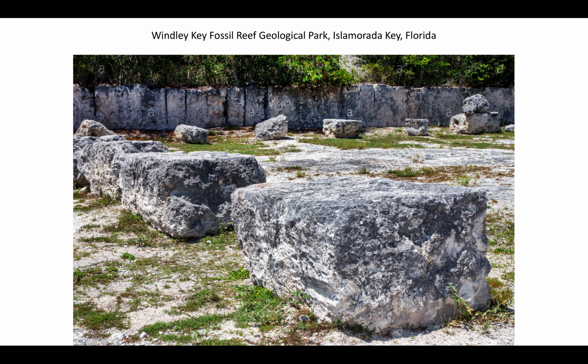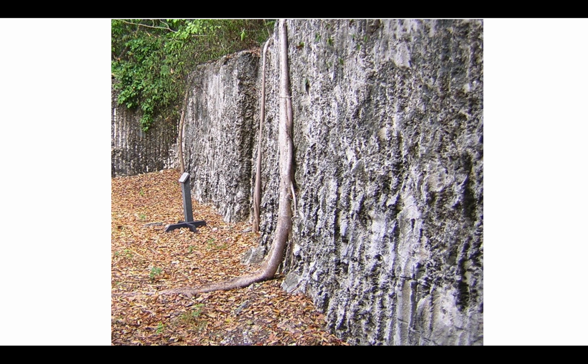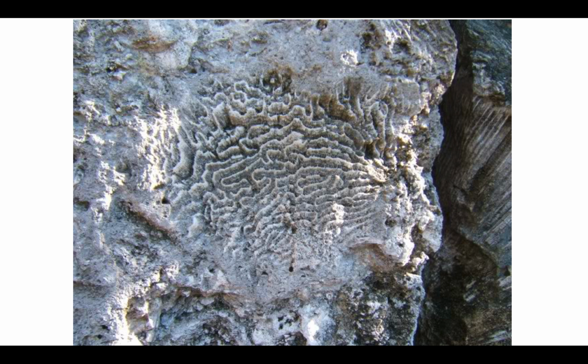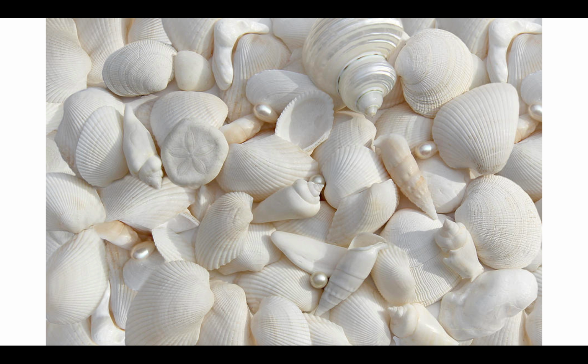You can see on the Windley Key Fossil Reef Geological Park in Islamorada Key, Florida, where they've dug into the ground, and so here there's the walls of the rock that this key is sitting on, and you can see in those walls the corals that were made of calcium carbonate that got smushed into the ground to create the raised ground above the water as the ocean receded, as the ocean level fell.